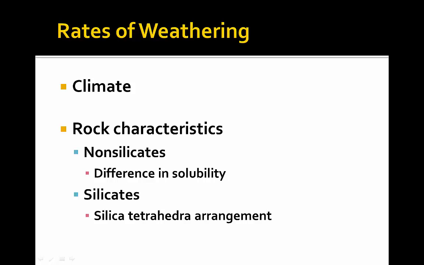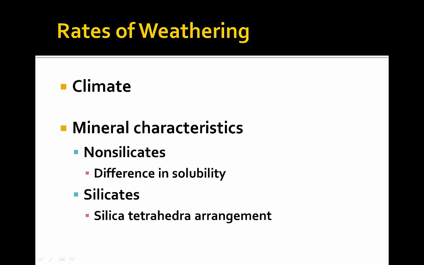Your book also talks about rock characteristics in determining the rate of weathering. Well, it's not really the characteristics of the rock. Instead, it's actually the characteristics of the minerals that make up the rocks. So you already know that there are two major categories of minerals: non-silicate minerals and silicate minerals. For the non-silicate minerals, the rate of weathering is determined by how soluble it is.